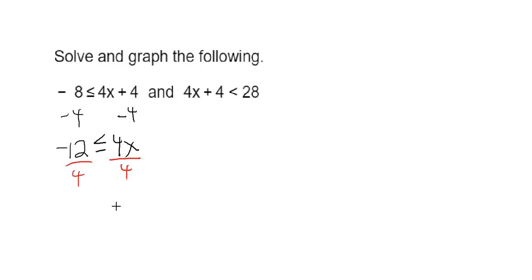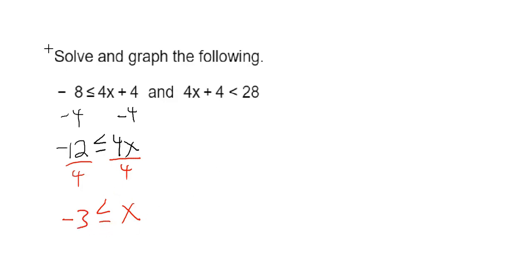Like I said, not too much work. And we didn't divide by a negative, so I don't flip the symbol around the other way. I divided by positive 4, so the symbol stays the way it is. Negative 12 divided by 4 will be negative 3. So that's solving that one for x.